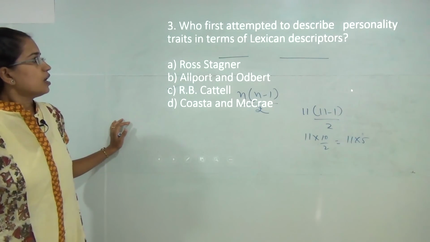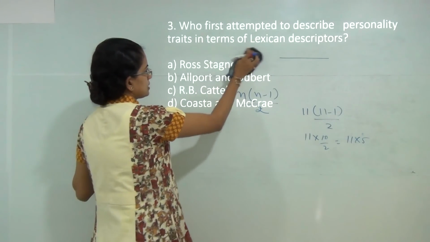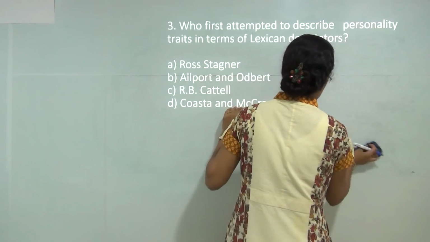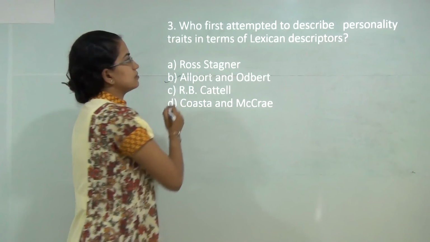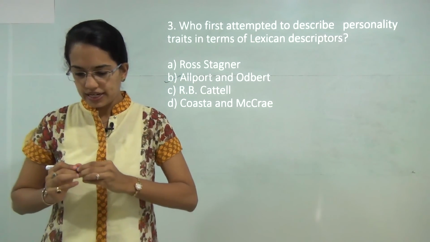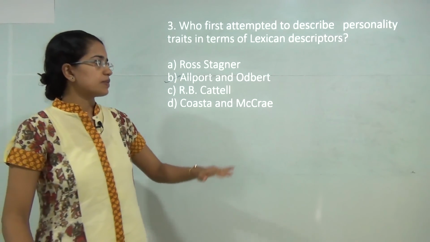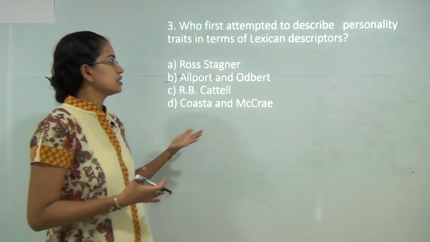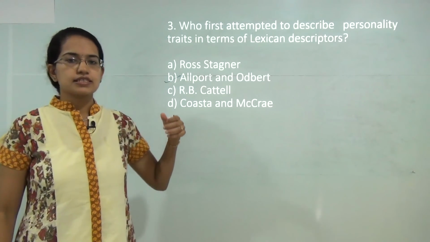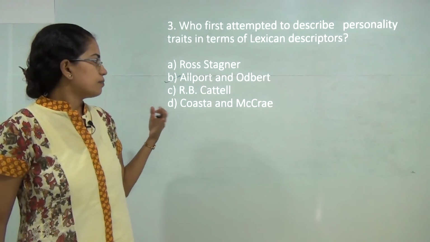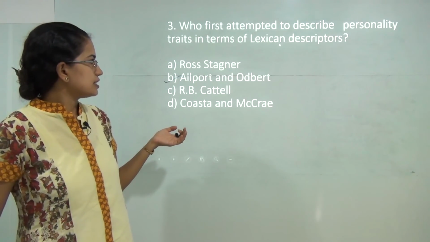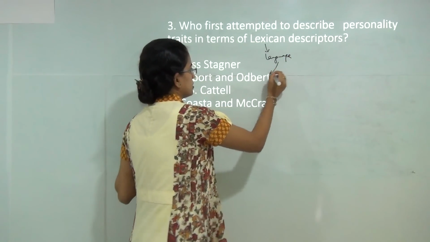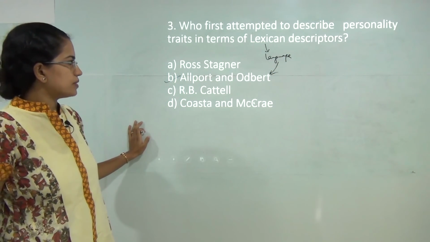Next question: who attempted to describe personality traits in terms of lexicon descriptors? Allport and Odbert were the first to describe personality in terms of lexicon descriptors. Now what are lexicon descriptors? Lexicon descriptors explain that all important elements of personality are reflected by the language when you communicate, and this is how we describe people. So lexicon descriptors basically focus on the role of language, and this concept was given by Allport and Odbert.